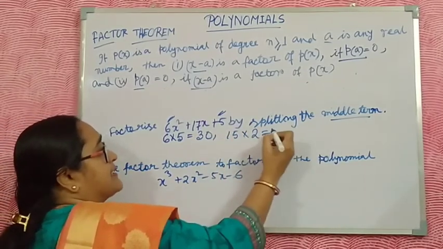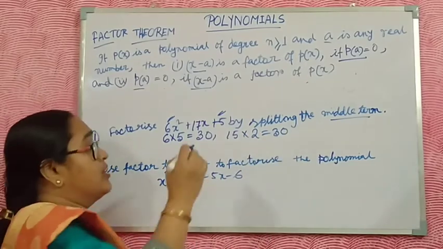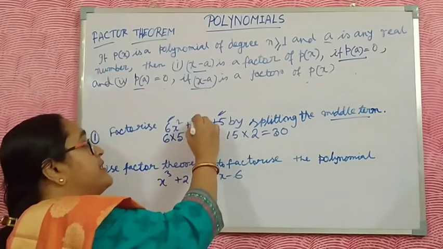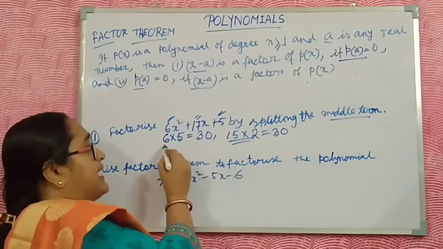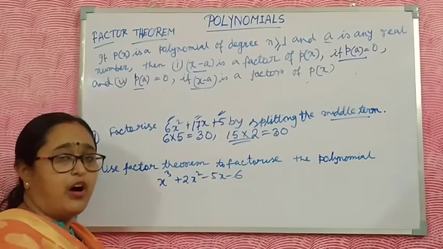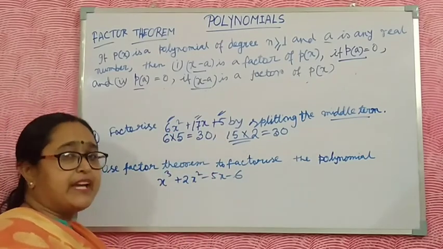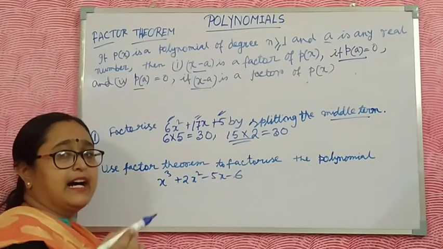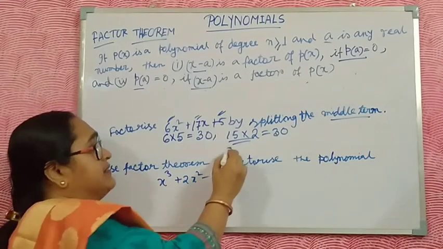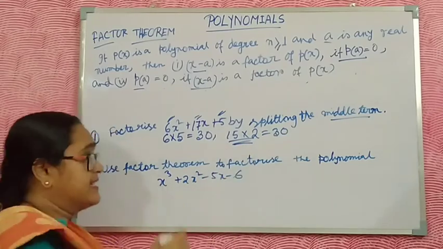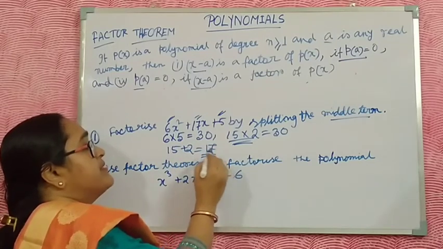The factors of this one are 15 and 2, multiplying to 30. Then you have to find the middle term using these two factors. The factors come from the multiplication of the coefficient of x square and the constant term. Then you find the middle term, the coefficient of x, using these two factors. This is 15 plus 2 is 17. This is called the splitting of the middle term.